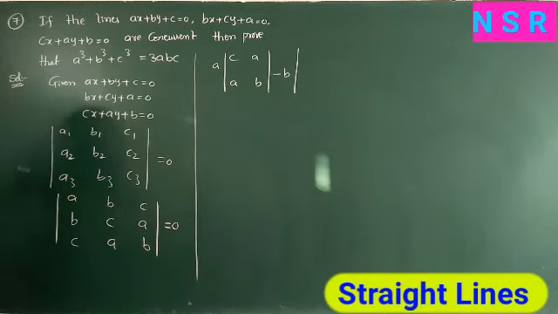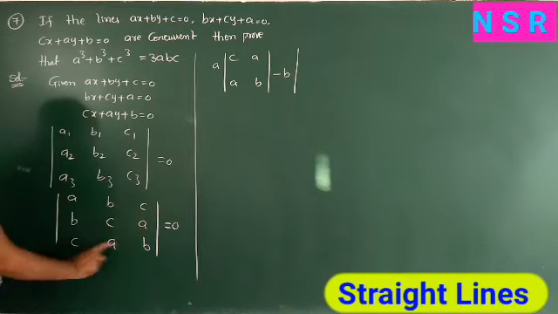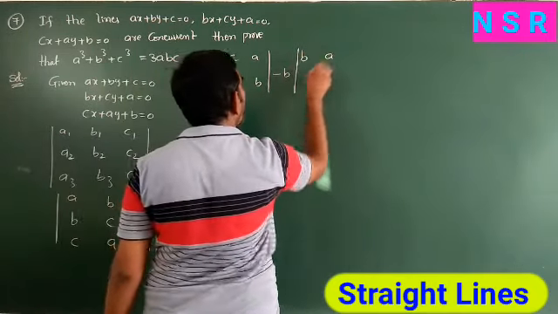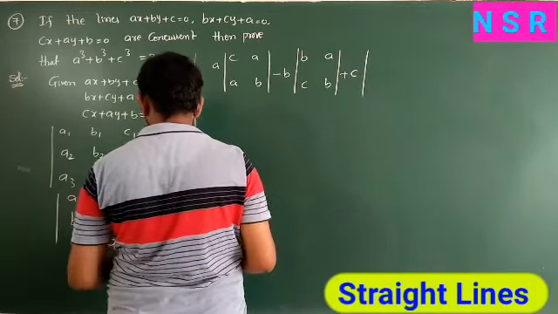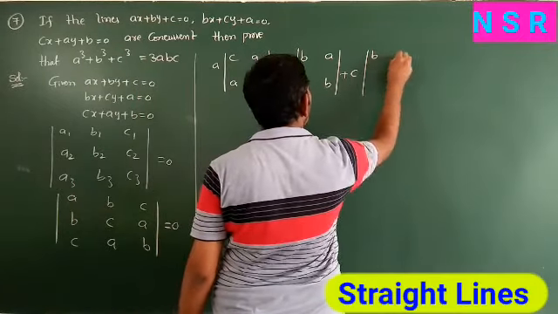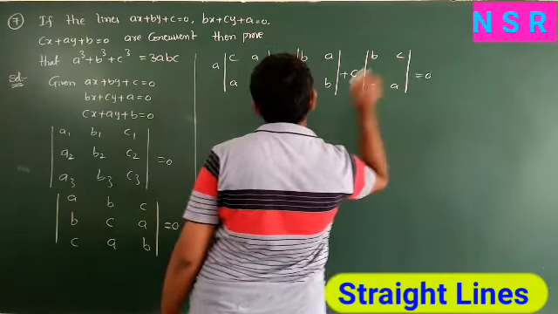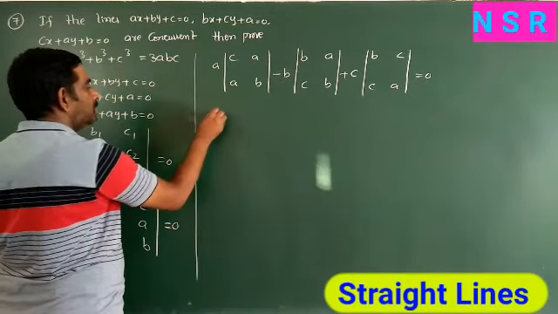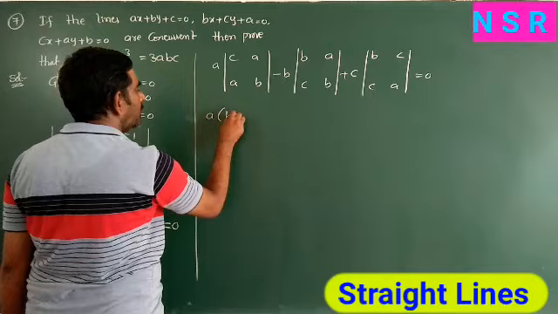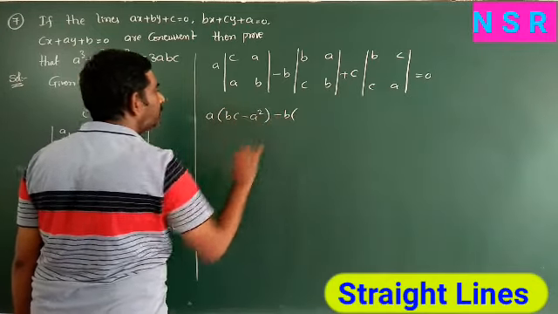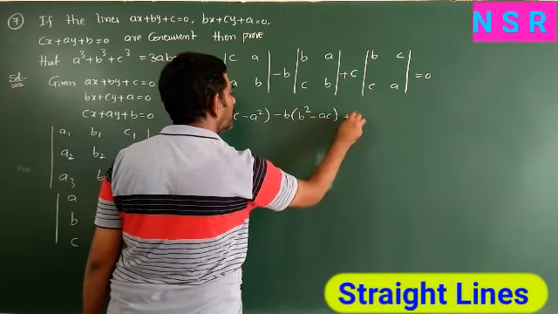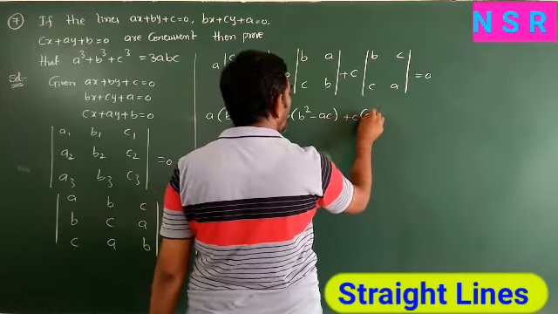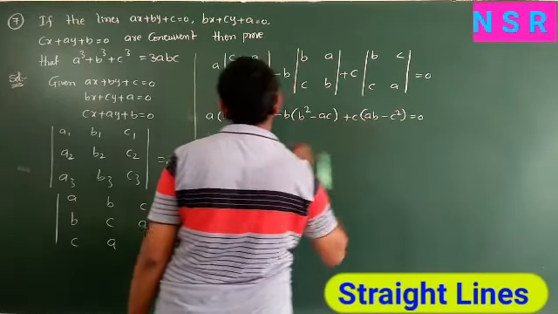Next, the second element, with a minus sign. Eliminate the second column and first row, we get b a and c b. Next, plus c into: eliminate the third column and first row, we get b c and c a, equal to 0. Now apply the ad minus bc formula: a into (cb minus a square), minus b into (b square minus ac), plus c into (ab minus c square) equal to 0.